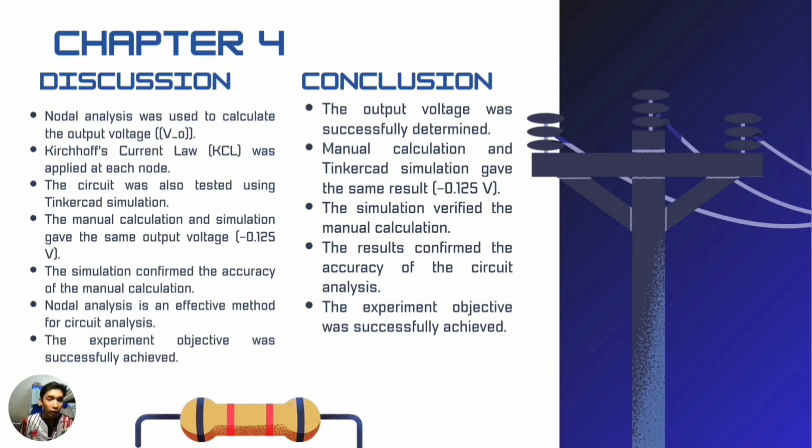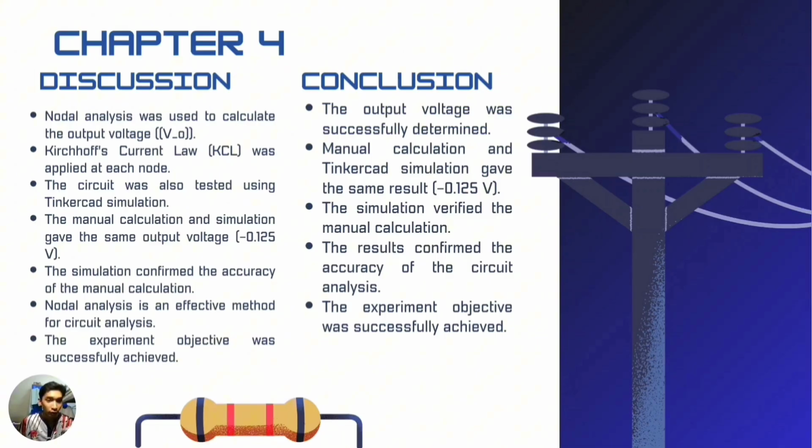The manual calculation and simulation gave the same output voltage, which is negative 0.125 volt. The simulation confirmed the accuracy of the manual calculation. Nodal analysis is an effective method for circuit analysis. The experiment objective was successfully achieved.